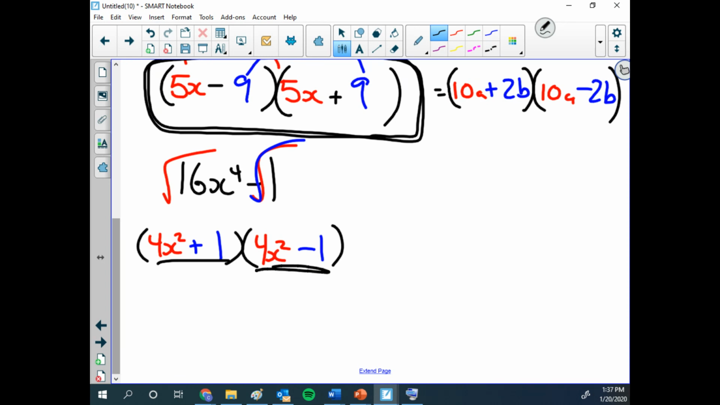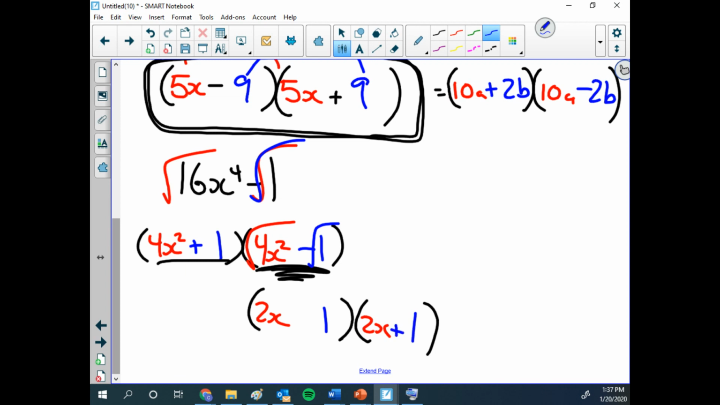This one right here, however, 4x squared minus 1 is not in fully factored form. That is another difference of squares, right? 4 is a perfect square, 1's a perfect square, they're being subtracted, and it's only two terms. So now I'd have to do this again. So I'd square root this, so the square root of 4x squared is going to give me 2x. And the square root of 1 is going to give me 1. So plus 1 minus 1. And I would just bring this guy down, 4x squared plus 1.